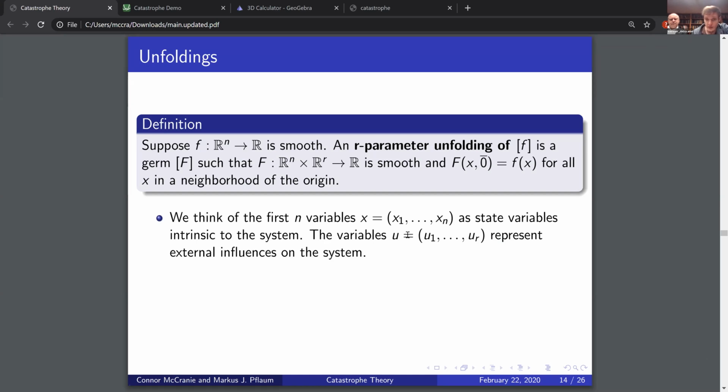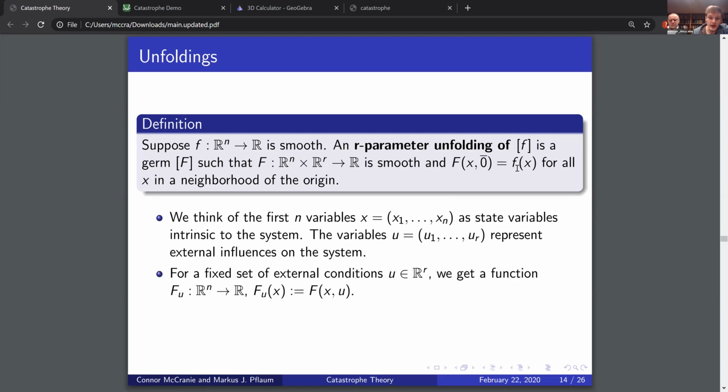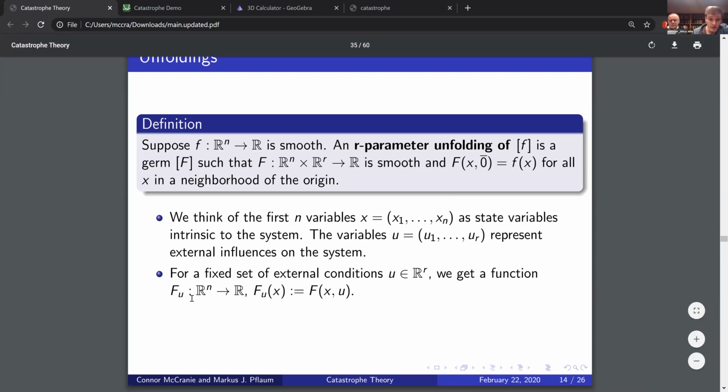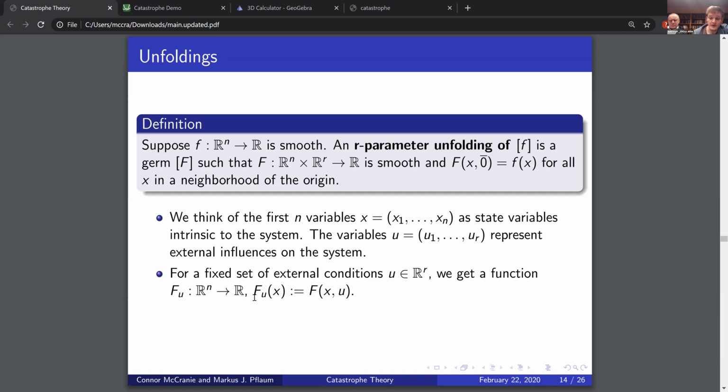Okay, so again, we're thinking of the first variables as the internal variables, and these new variables that I'm adding as external influences. So if it's going to be an unfolding, when all of these u's are 0, in other words, I'm not changing the system at all, then it just reduces down to my original function. For any sort of external conditions, we get a function, f sub u, which just evaluates my system at those parameters. And so f sub u gives the potential of the system under perturbation by u.